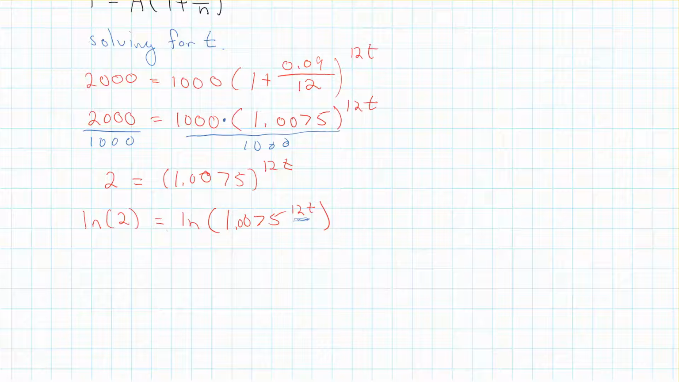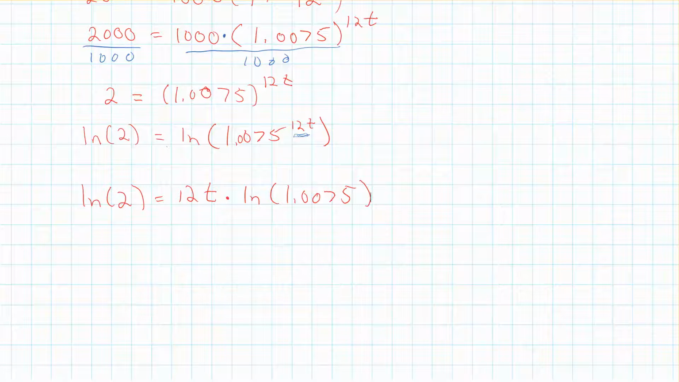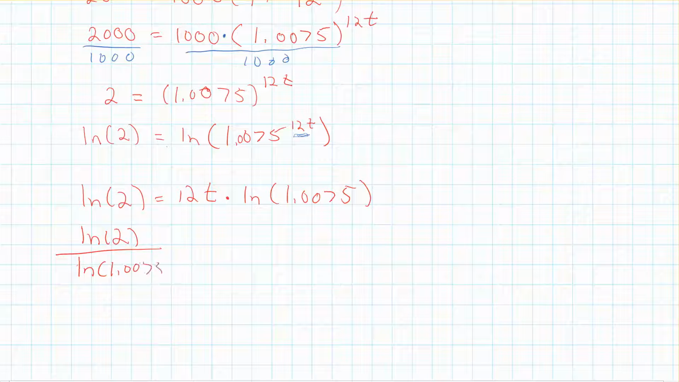So what would I have? I would have that the natural log of 2 is equal to 12t times the natural log of 1.0075. And then what do I get here? Well, I'd have that the natural log of 2 divided by the natural log of 1.0075 is equal to 12 times t.